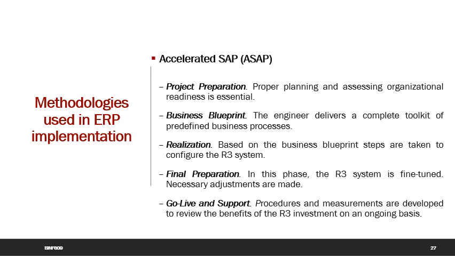A 2-step process is begun to configure the R3 system. First, the baseline system will be configured. Second, the system is fine-tuned to meet all of the business process requirements. Because the initial configuration is based on the blueprint, the baseline system gives a real-world view on how the business transactions will run. In final preparation phase, the R3 system is fine-tuned.